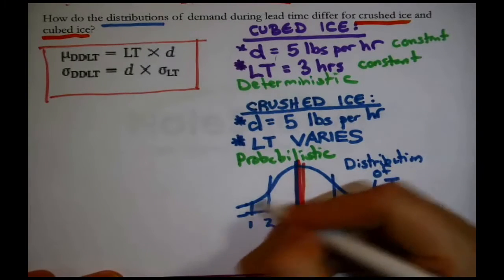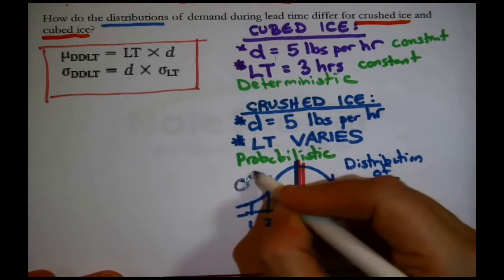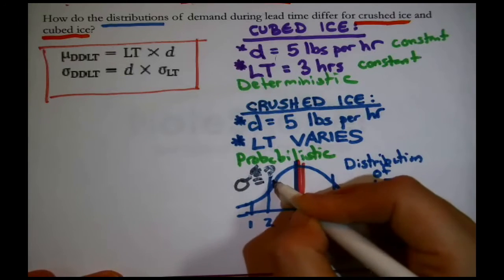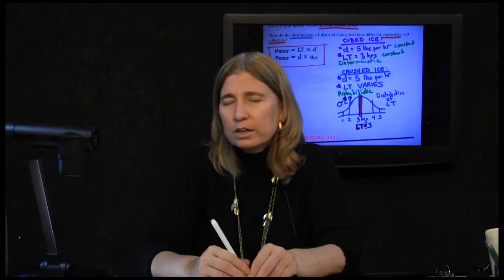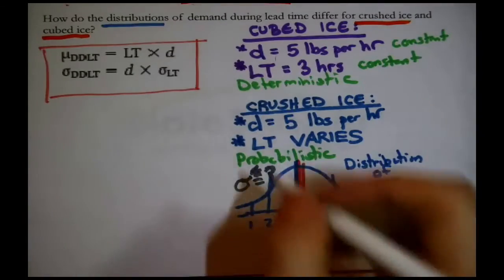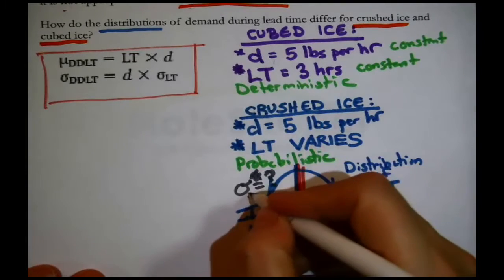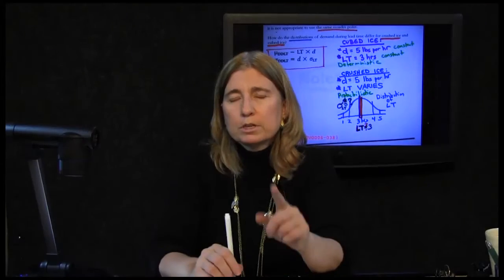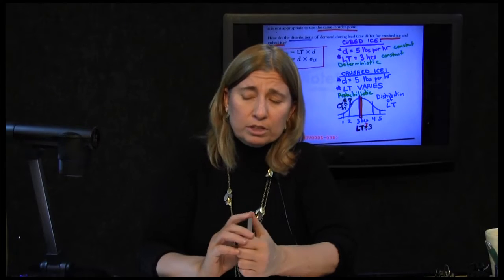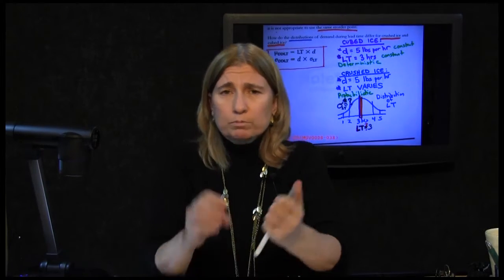But since lead time varies, I need something else. I meant to write a question mark there. I need to know the standard deviation of lead time. Oh, right, and you can see that in the formula here. Not just sigma, but sigma LT. If it varies, how much does it vary? What is the standard deviation in lead time? And they didn't name that. They didn't say that in this scenario.